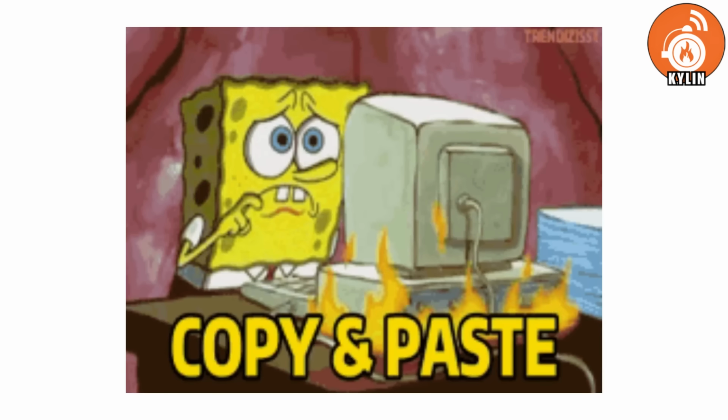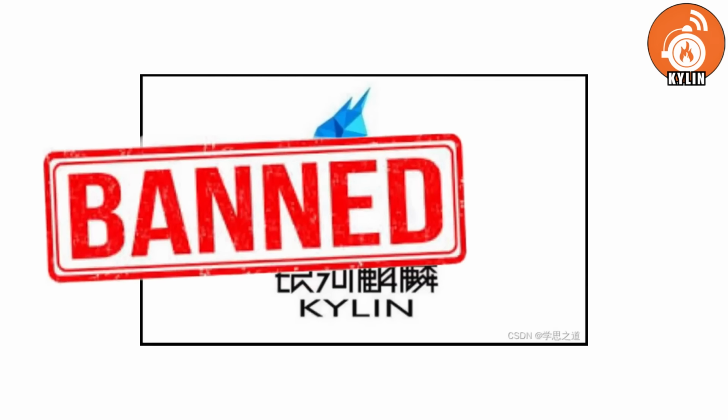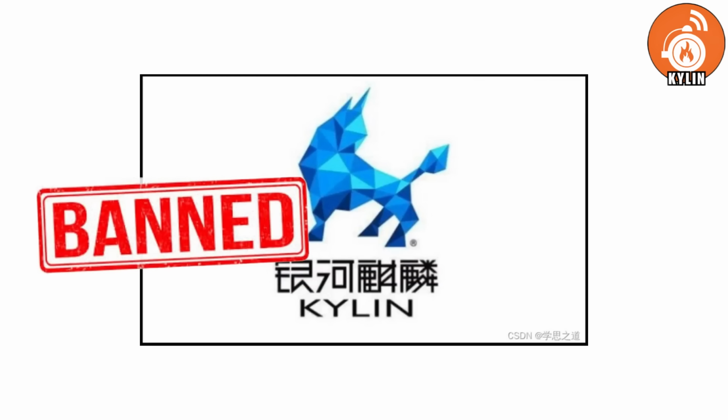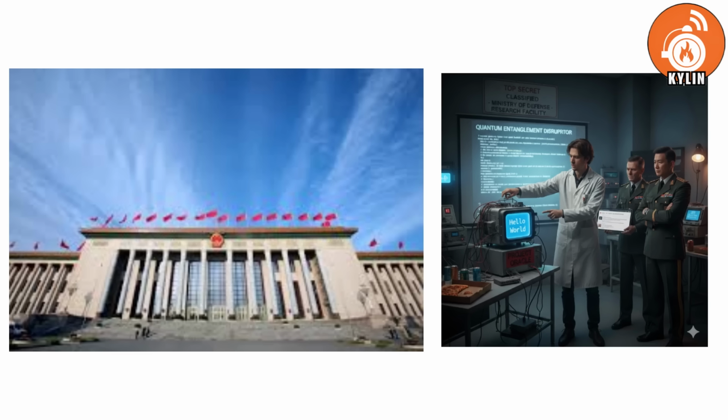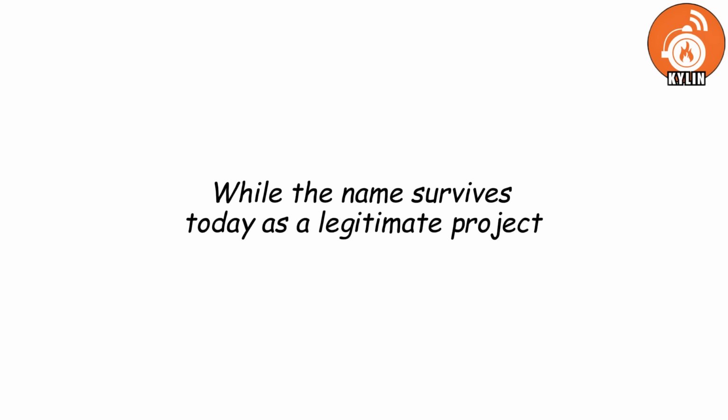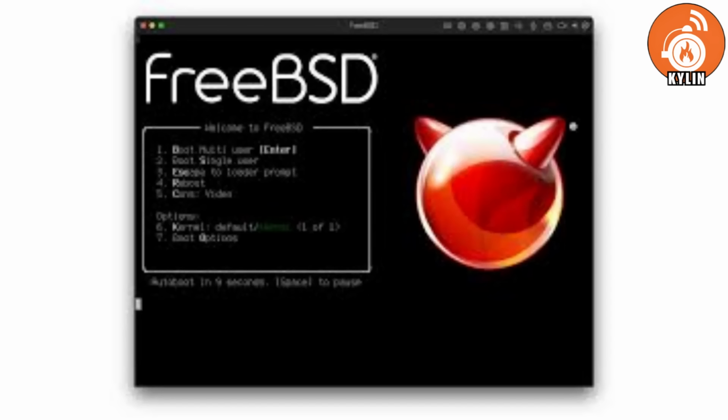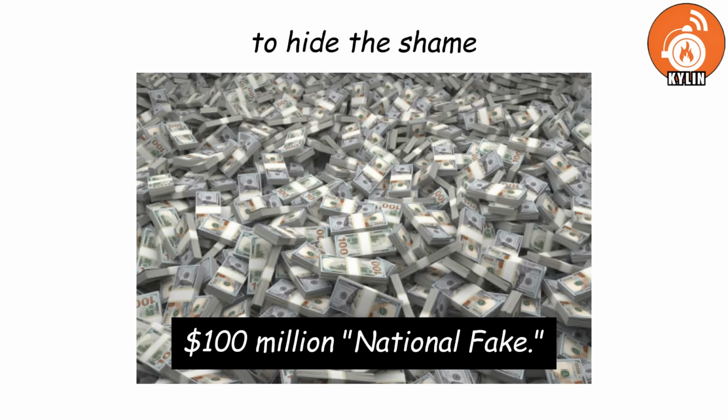This copy-paste revelation led to a swift and brutal internal ban on the original version. The government was humiliated for trying to pass off open-source homework as a secret military weapon. While the name survives today as a legitimate project, the original FreeBSD clone was scrubbed from official use and effectively erased from history to hide the shame of a $100 million national fake.